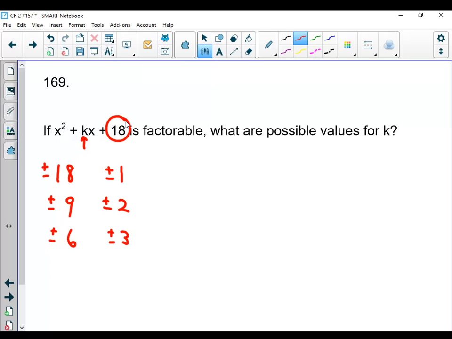Well, in order to find k, I now would have to add those two things together. So if I had 18 and positive 1, I'd have 19. Or if I had negative 18 and negative 1, I'd have negative 19. So k could equal either a positive or a negative 19. So that's what we'd get when we'd add them. Same deal here. When I add those together, a positive or a negative, in this case 11. And then here we have 6 and 3, so it could have been plus or minus 9. So any of those could have been our k values on that one. But the big thing was just remembering we're multiplying to get this value, and then we're adding to get that one.